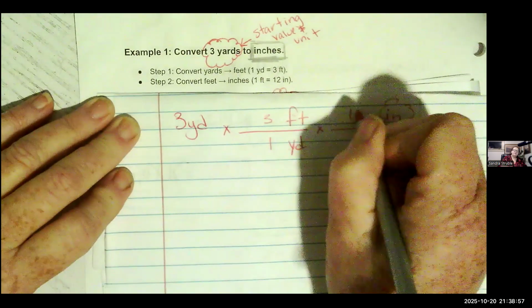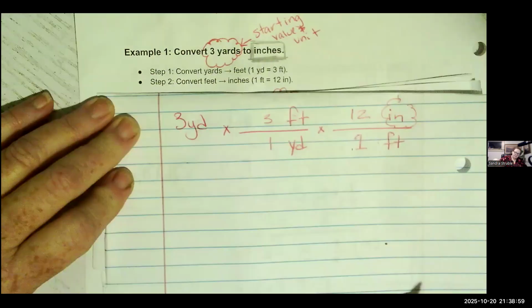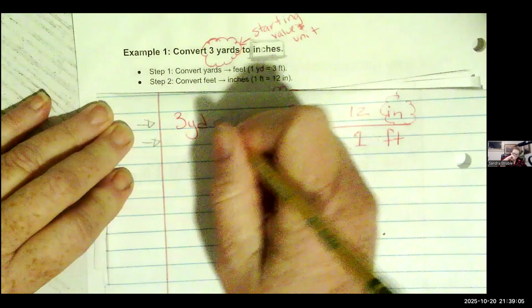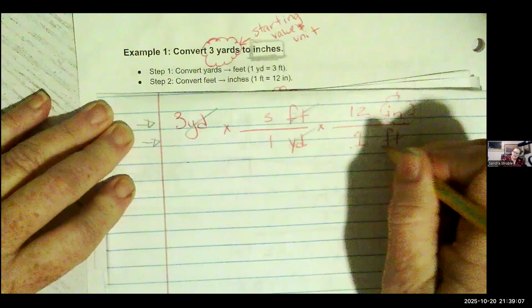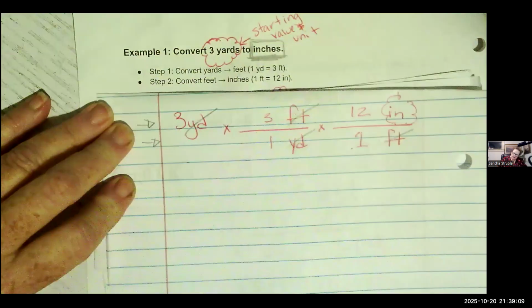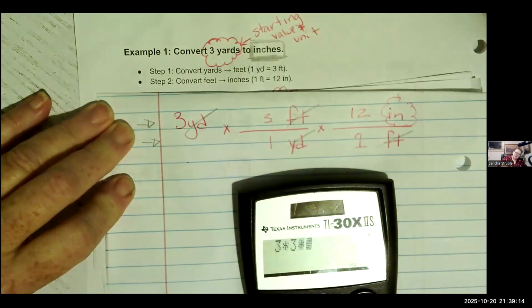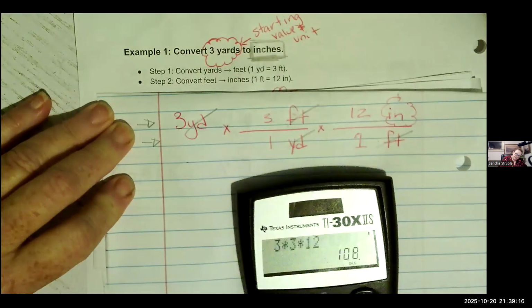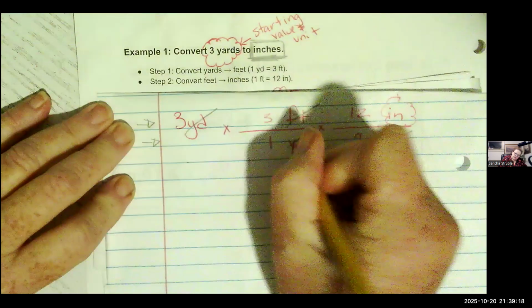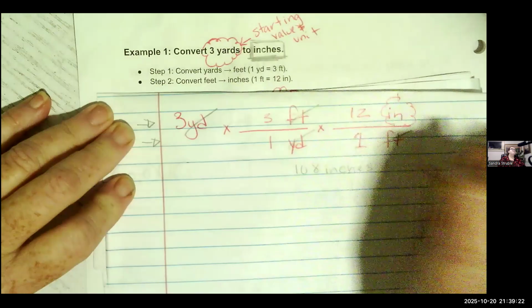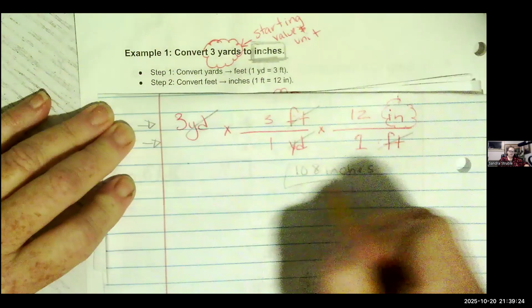3 feet is 1 yard and 1 foot is 12 inches. All right, multiplying straight across. Yards are gone, feet are gone. I'm left with inches, so we're golden. 3 times 3 times 12 is 108 inches. So 3 yards is 108 inches.